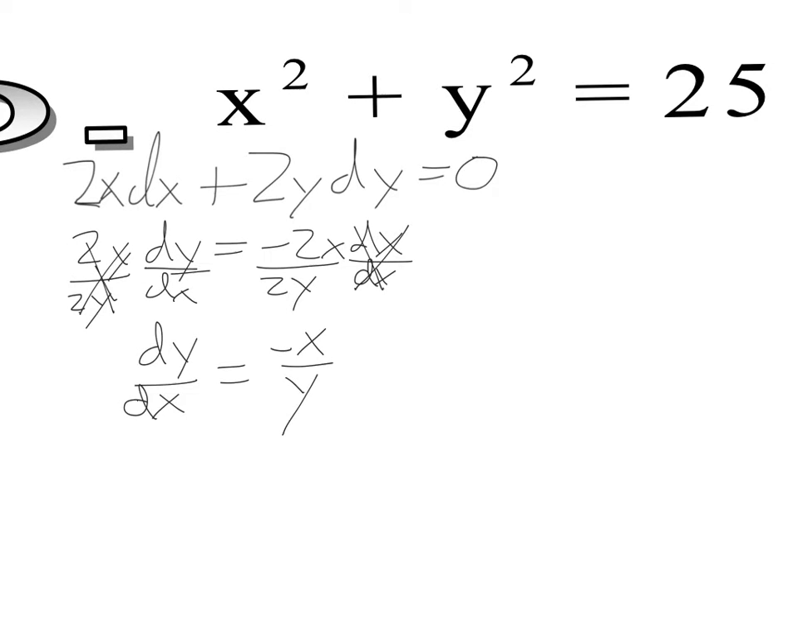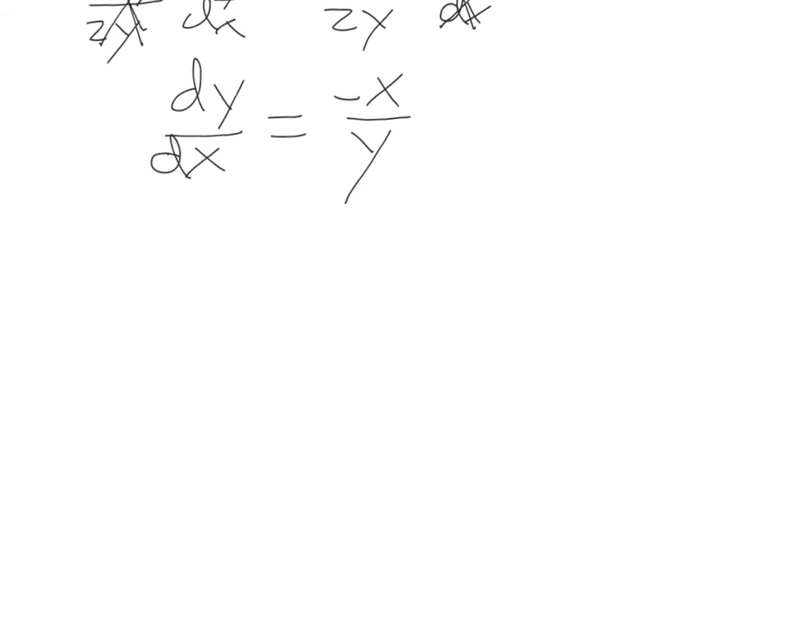Okay, well, that's just the first derivative, though. We want the second derivative. And so if we're going to do the second derivative implicitly, that's all fine and good. We can do that, but notice now we have a quotient, and we have to use the quotient rule. So let's go ahead and do that.